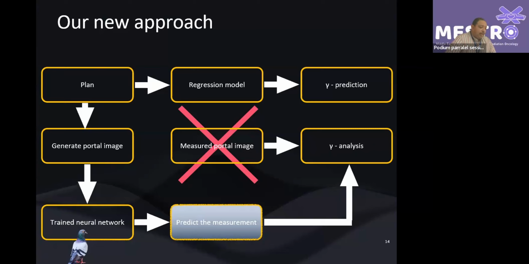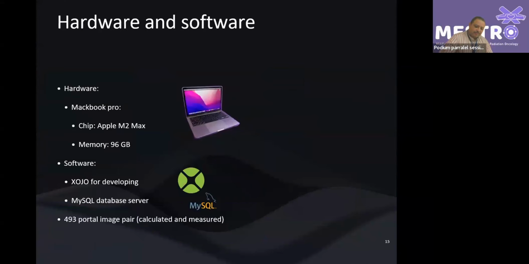When we do a plan, we generate a portal image. We have measured a lot of portal images, and we perform a gamma analysis. So instead of actually measuring a portal image, maybe I can train a neural network to predict what the portal image is going to be. And once it is predicted, then I can perform a gamma analysis on this predicted image.